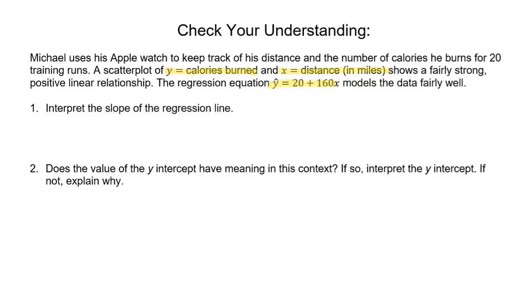Use the front side. For the first one, I want you to interpret the slope of the regression line. You've got the equation. You have what x and y mean. What is 160? What's the slope? It's a plus bx. A is your y-intercept. B is your slope. It's just like slope-intercept form. Y equals mx plus b. So 20 is A and B is 160. Yes. And A is your y-intercept. B is your slope.